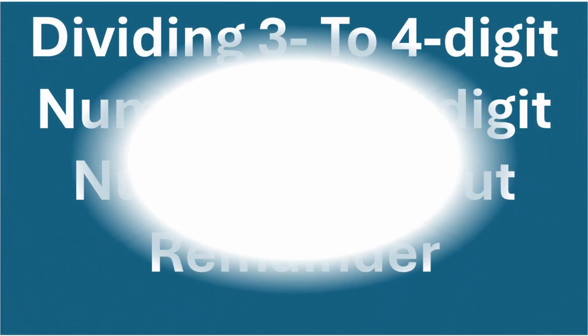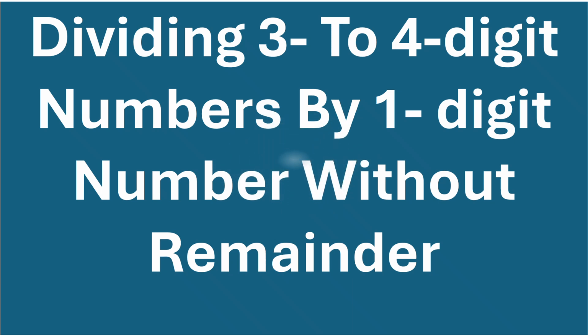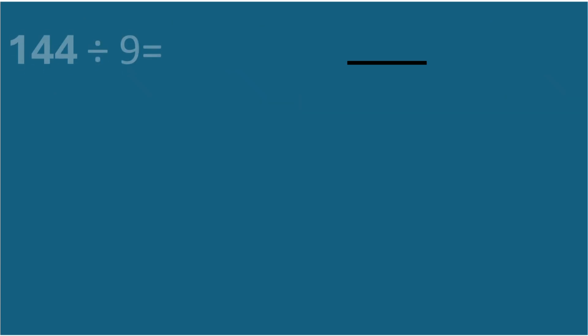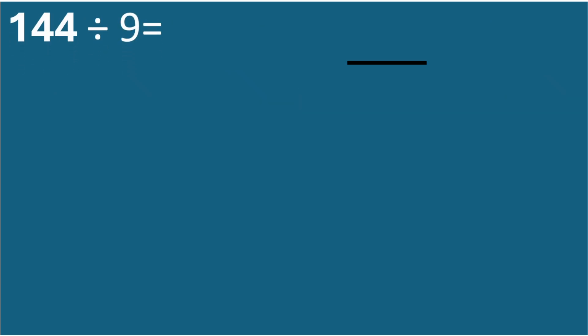Dividing 3 to 4 digit number by 1 digit number without remainder. For example, we have here 144 divided by 9. 144 is the dividend and 9 is the divisor. In division, we can write it like this. This is called the long division.